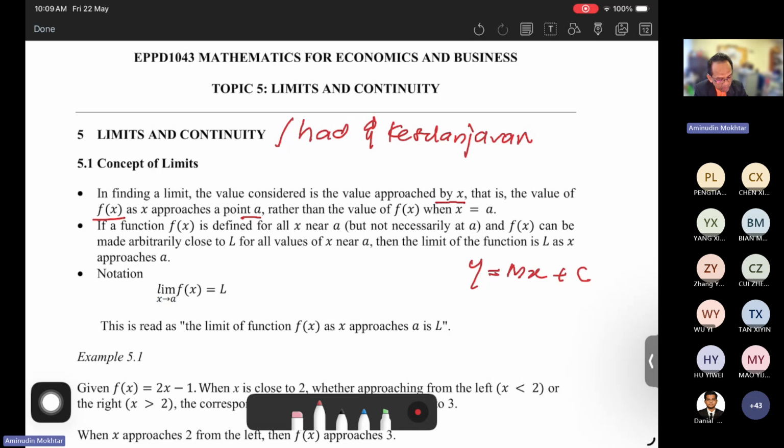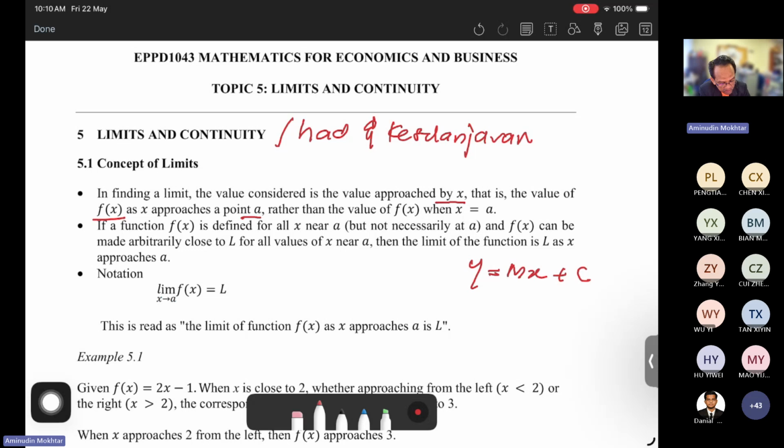That is the value of f(x) as x approach a point A, rather than the value of f(x) when x equal A. We are not interested in what is the value of y when x equal A. We want to know what happened to y when x approach, mendekati, menghampiri certain points, satu nombor. So if a function f(x) is defined for all x, in other words, x is the domain for y.